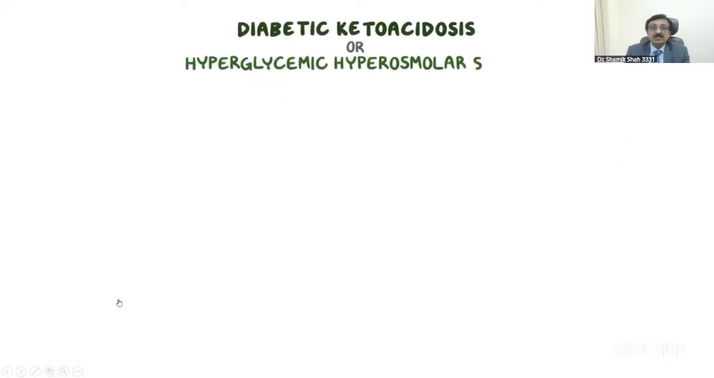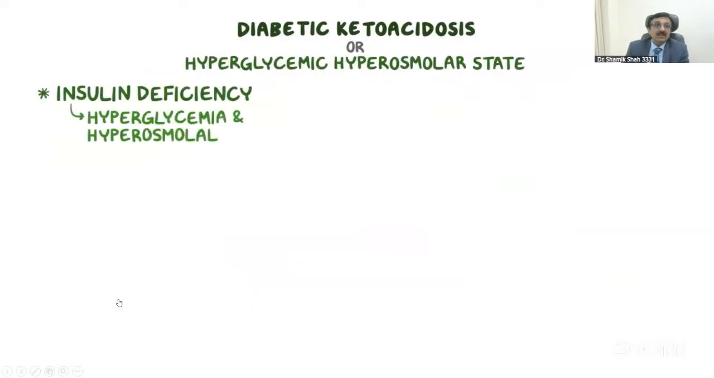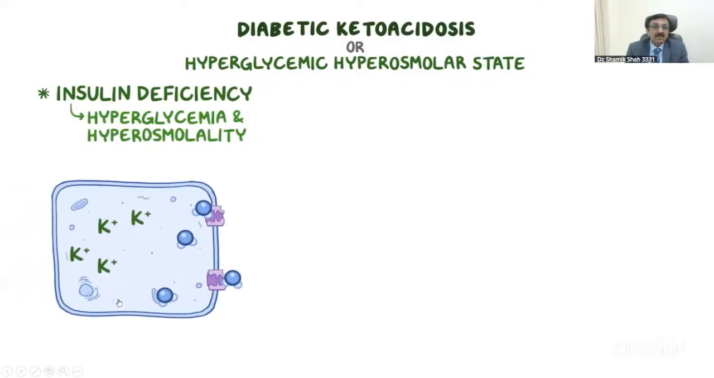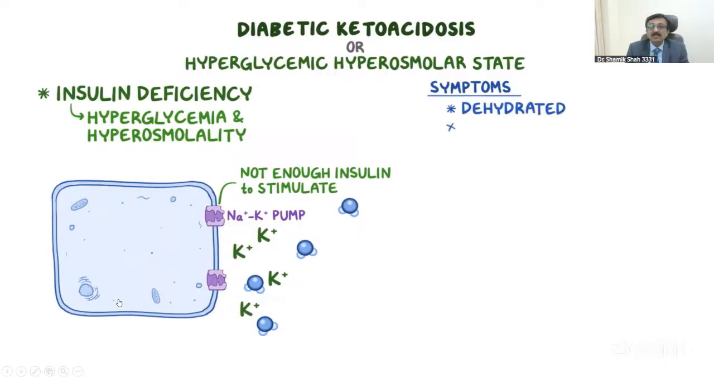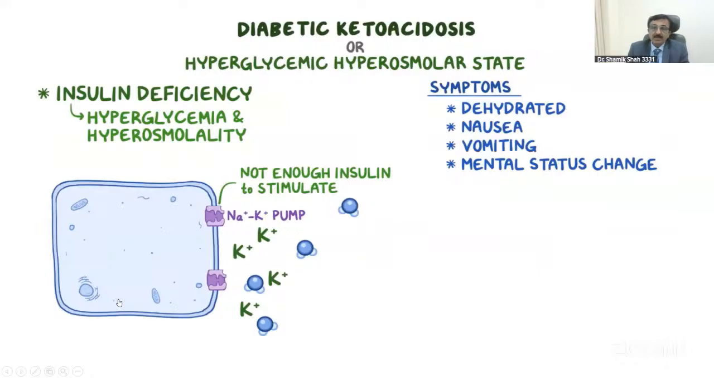Another important cause is diabetic ketoacidosis or hyperglycemic hyperosmolar state, where insulin deficiency causes hyperglycemia and hyperosmolarity, right? So the water from the cells moves outside and causes shrinkage of the cellular volume. So potassium also moves from inside the cell to outside. And in this condition, there is not enough insulin to stimulate the sodium-potassium pump. So again, more and more potassium moves outside the cell. Patients are dehydrated, they may complain of nausea and vomiting, and there may be mental status changes.